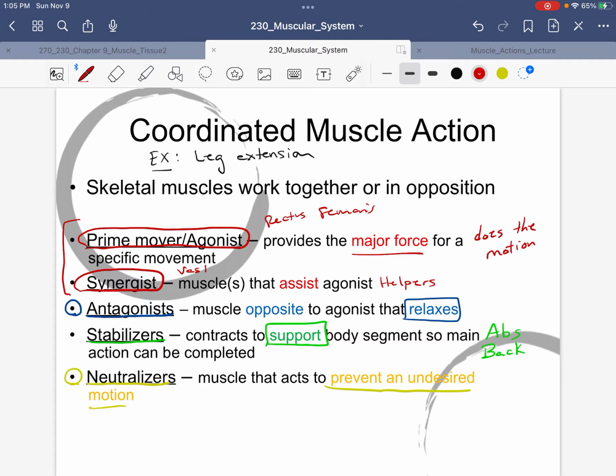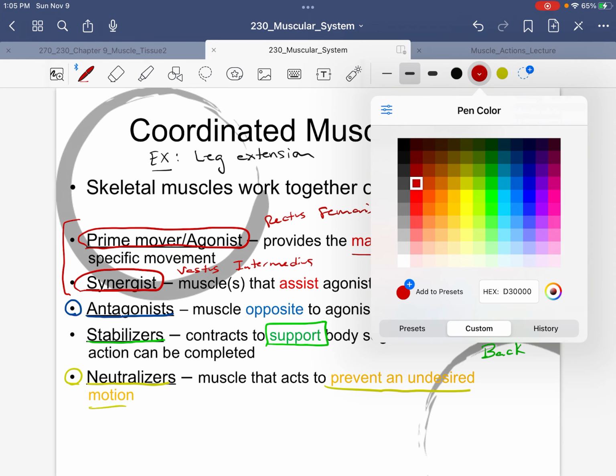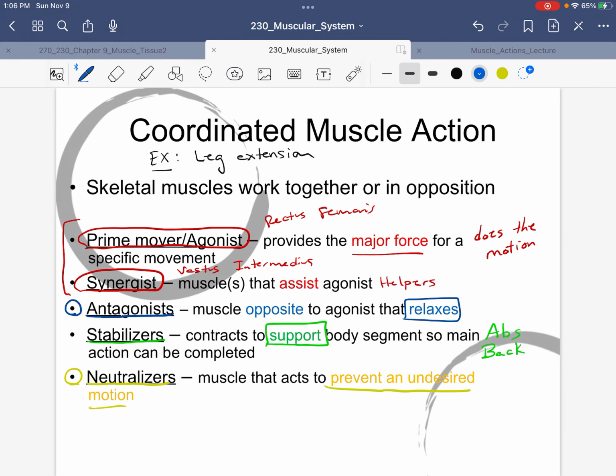A synergist might be the vastus intermedius. It's helping to do the same thing. Both of these are helping to extend at the knee. What's the antagonist? If I'm using my quadriceps to perform the motion, what's going to be the antagonist? The hamstrings. They have to relax to let the quads do their job.